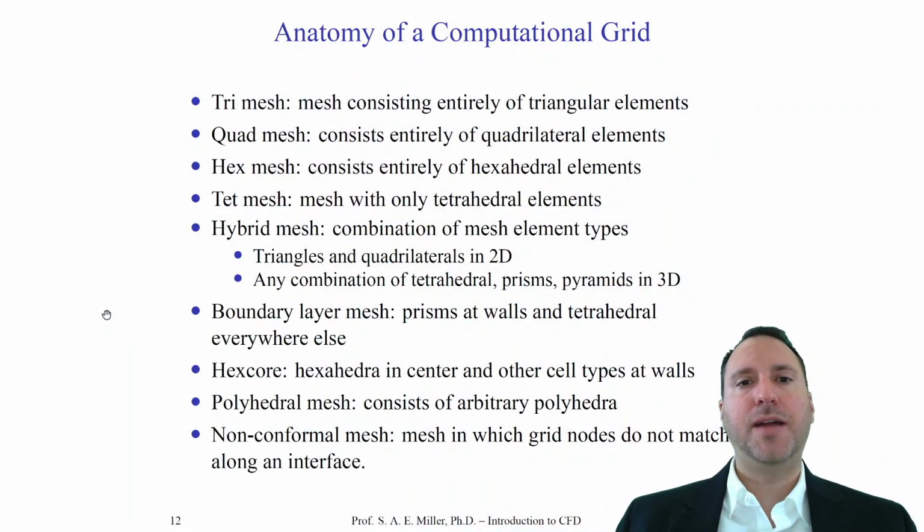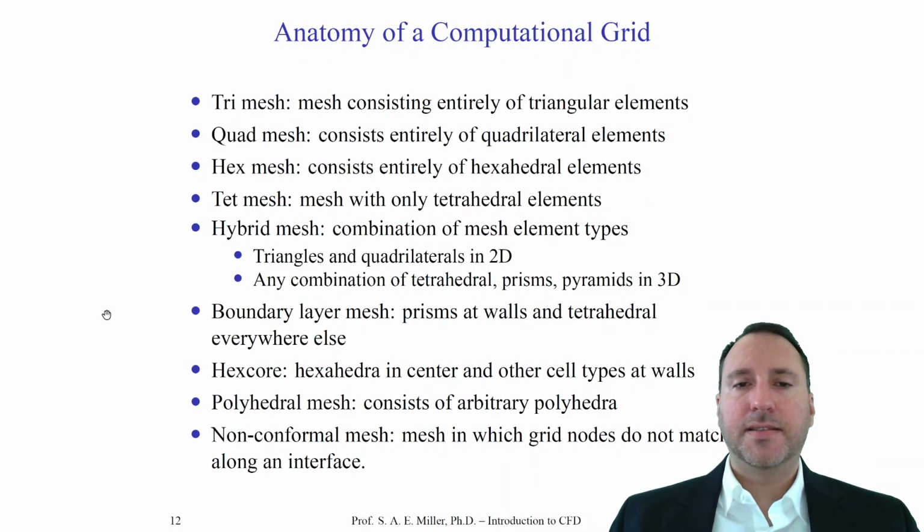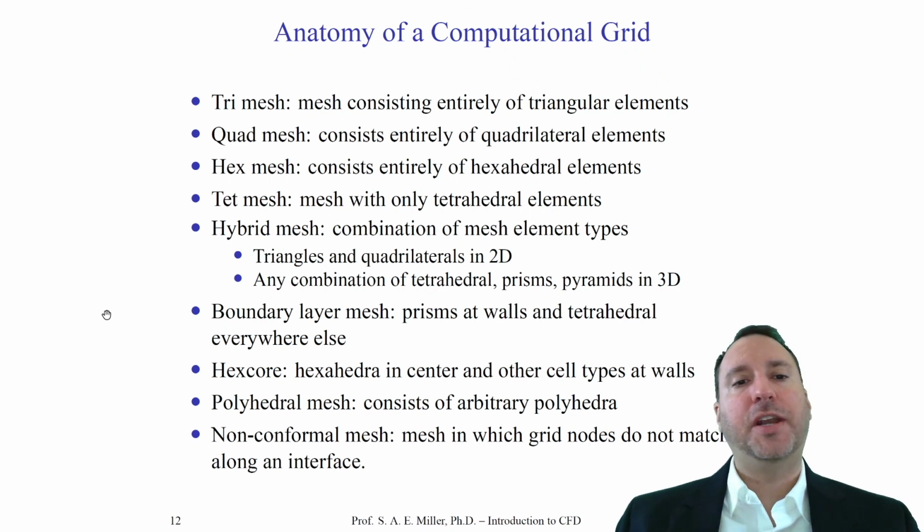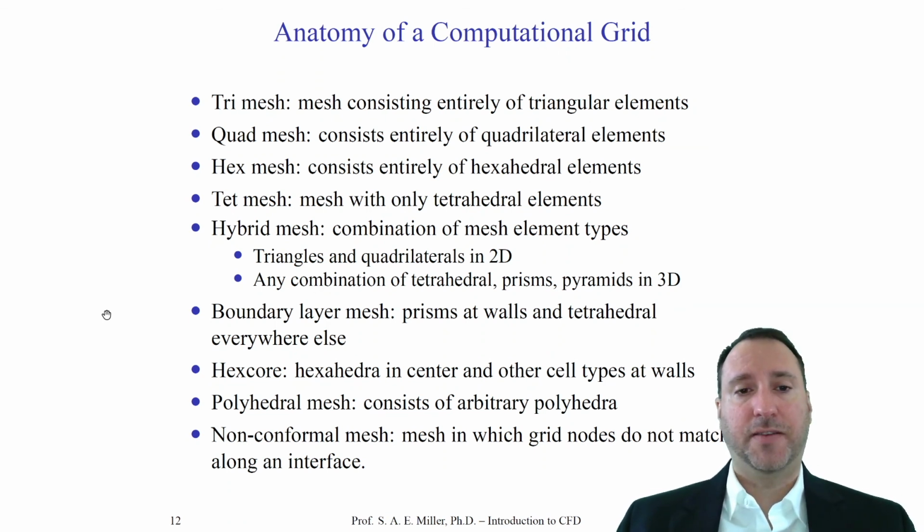Now, there's a number of types of meshes, and you might just refer to your computational domain in one of these ways to communicate to other people what kind of mesh it is. You might call it a tri-mesh, which is consisting entirely of triangular elements. A quad mesh will be completely quadrilaterals. A hex mesh would be completely hexahedral elements. A tet mesh or tetrahedral mesh would be only tetrahedrals. A hybrid mesh would be a combination of these elements in 2 dimensions and 3 dimensions. In 2 dimensions, these are typically triangles and quadrilaterals, and in 3 dimensions, it could be a combination of any type of 2D and 3D elements, which we've discussed previously.